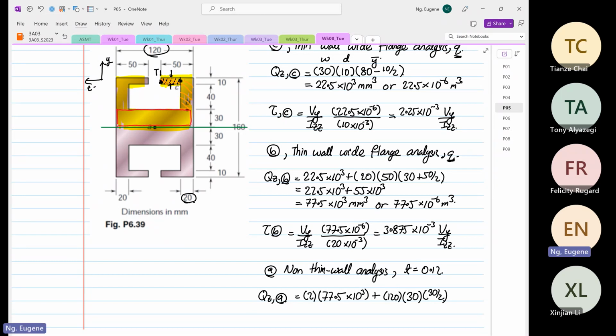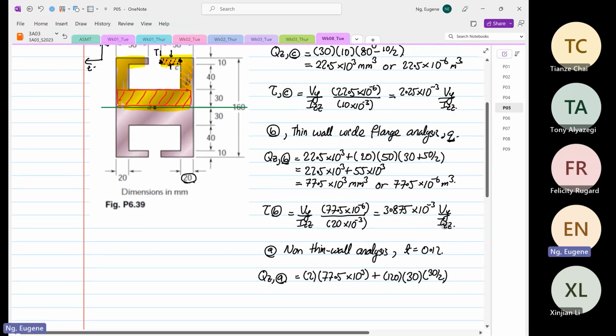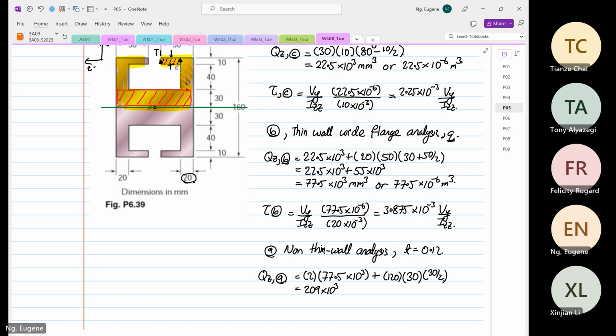Right, the width is 120. All right, the depth is 30. The Y bar is 30 divided by 2. So from here, this will be equal to 120 times 30 times 30 divided by 2, plus 2 times 7.5 to the power 3, which is equal to 209 times 10 to the power 3 millimeter cube, or 209 times 10 to the power minus 6 meter cube.